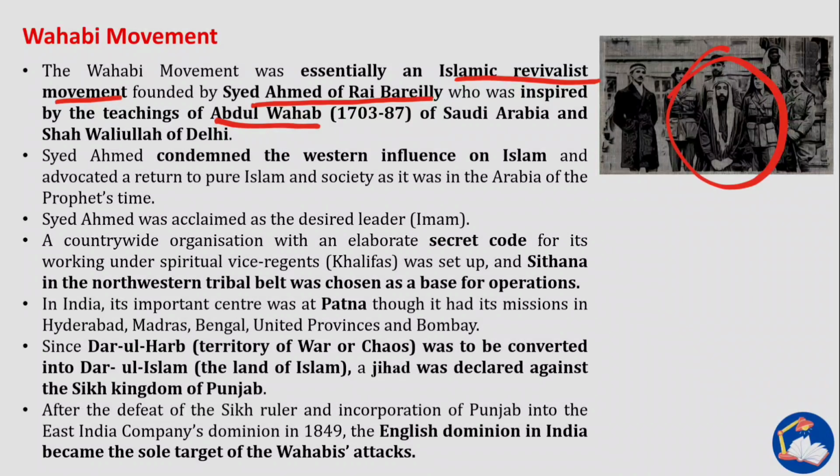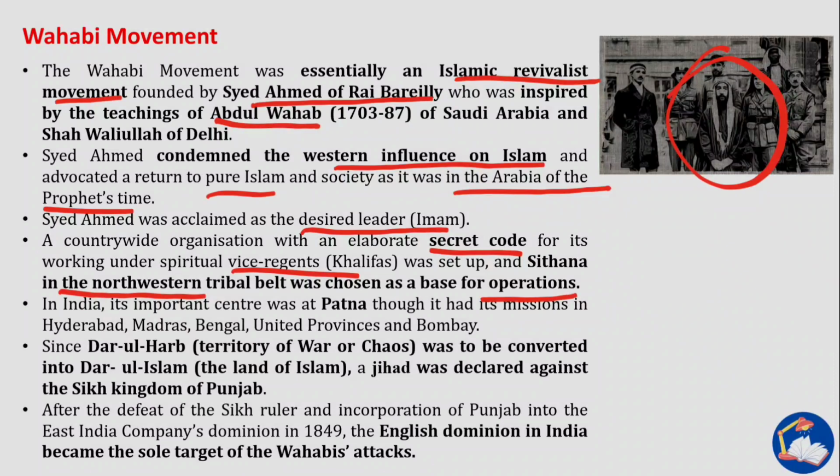What he did is that he saw that there was a lot of westernization happening in the Islamic religion, and he wanted to return to the time of the prophet. In the same way, Sayyid Ahmad condemned the western influence on Islam and advocated a return to pure Islam and society as it was in the Arabia of the prophet's time. Sayyid Ahmad was acclaimed as the desired leader or imam. A countrywide organization with an elaborate secret code for its working under spiritual viceregents called caliphs was set up. They were very well connected.